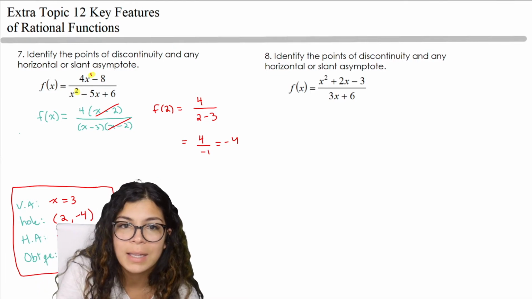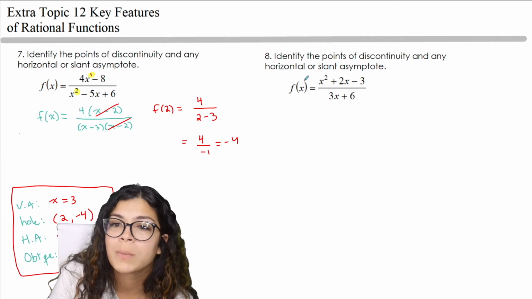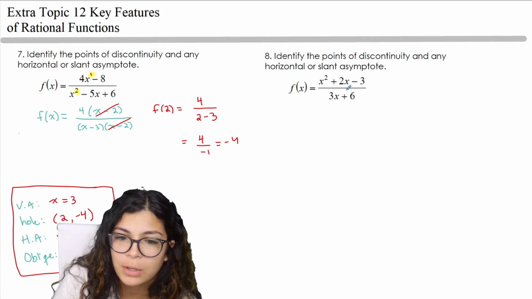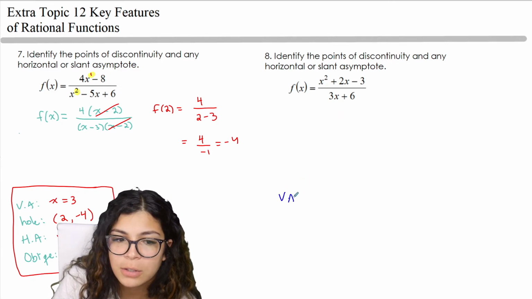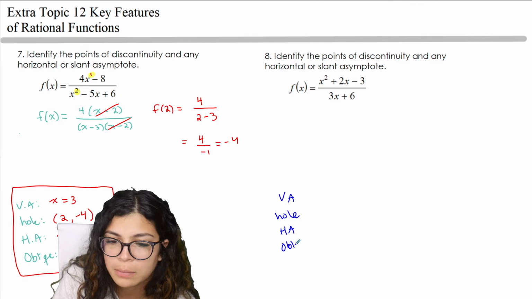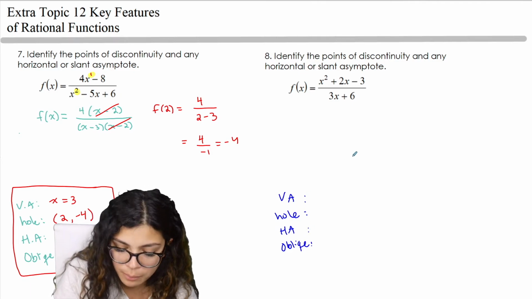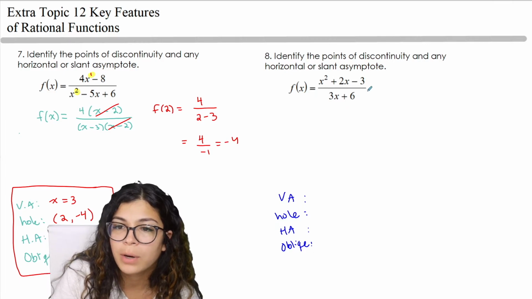All right, let's move on to number 8, and then I have a couple for you to try on your own. So same question, we need to find the vertical asymptote, we need to find any hole, we need to find any horizontal asymptote, we need to find any oblique or slant. All right, so again, we're going to go ahead and factor.